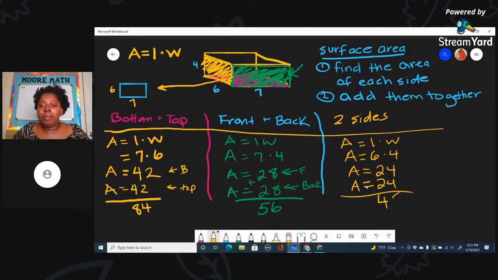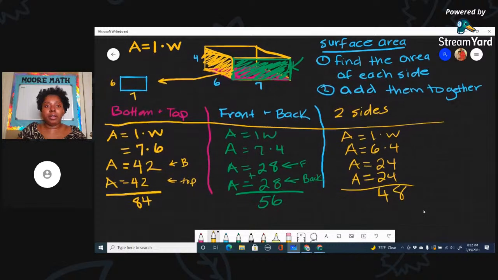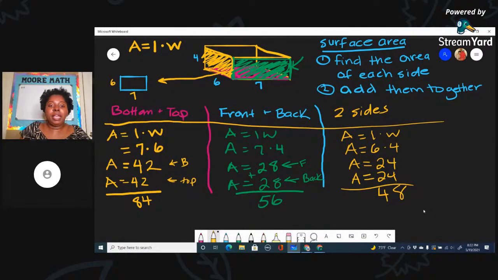48. Okay, what am I going to do with all three of these? Add them. Yes. So in your calculator, go ahead, put them in. 84 plus 56 plus 48 and tell me what you get.